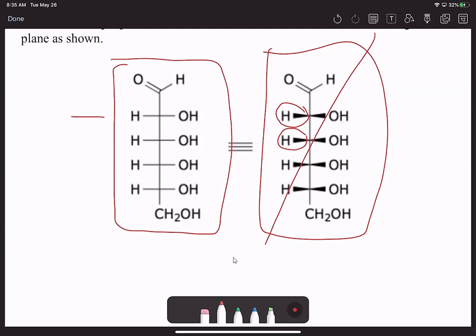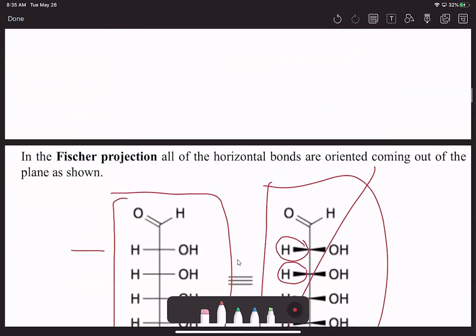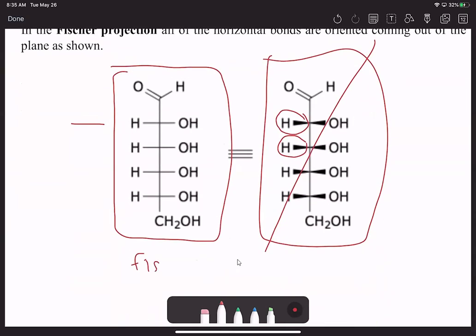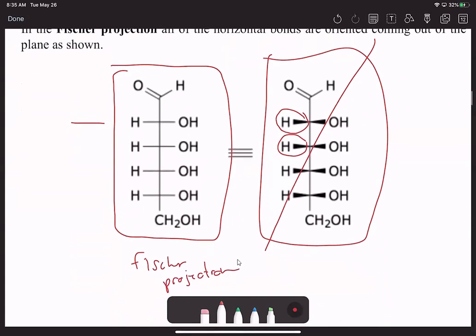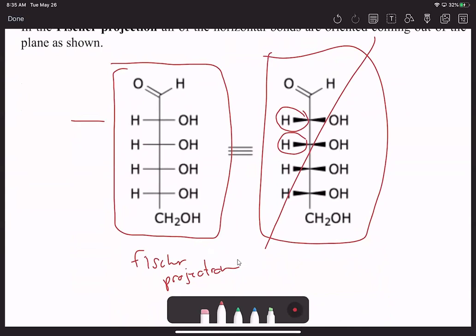Yes. Okay. So this is what we're going to consider a Fischer projection here, right? So this is our Fischer projection. It's this bare bone structure with horizontal and vertical lines there.